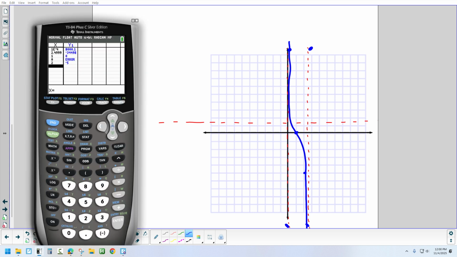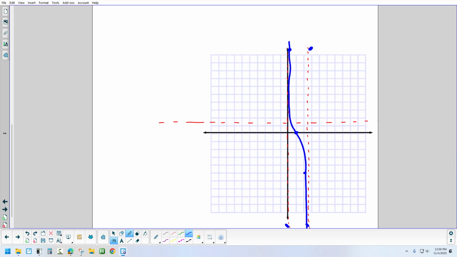What would be some values to the left? Let's pick 2 values. Negative 2, negative 10. So 1/3 and 1.1. Okay, got enough on the left that I can see what's happening. Make sure you don't cross that vertical.